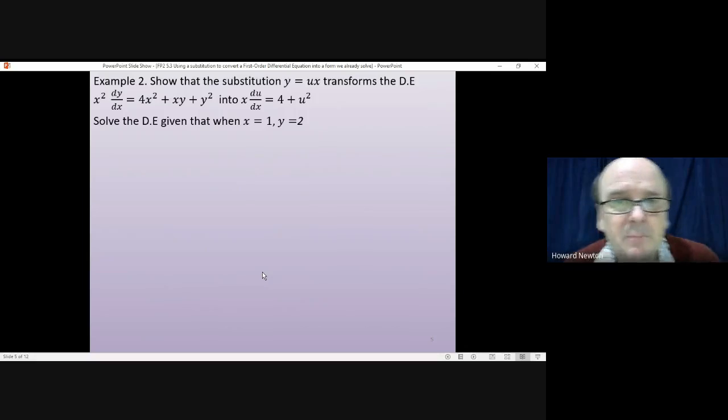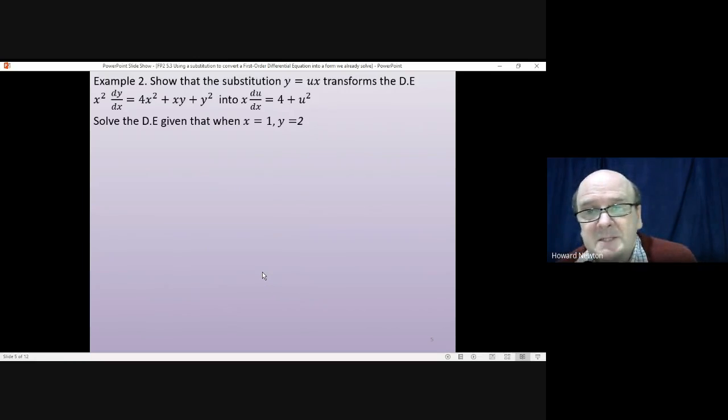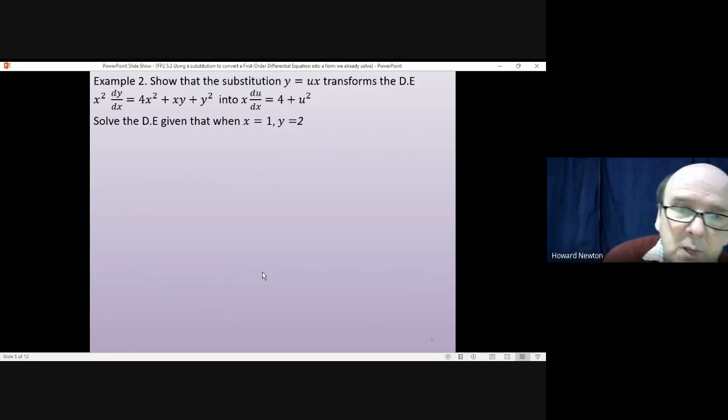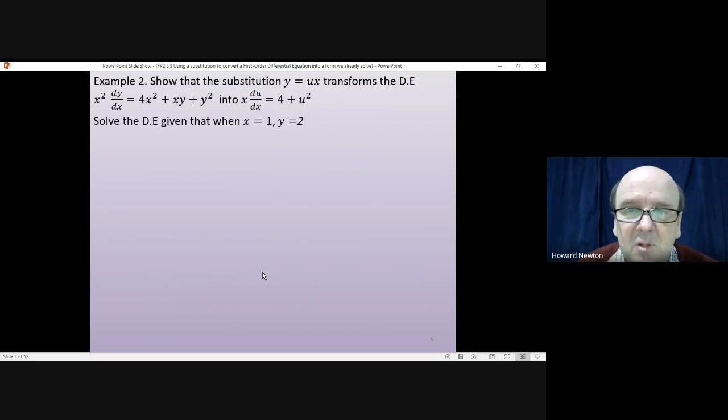Okay, example 2. Show that the substitution y equals ux transforms the differential equation, given there, into an easier one, x du by dx equals 4 plus u squared. And then we're asked to find the particular solution, given that when x equals 1, y equals 2. Okay, once again, I'll let you have a go at doing this yourself first. So pause the video, have a go, and then come back to me again when you're ready.